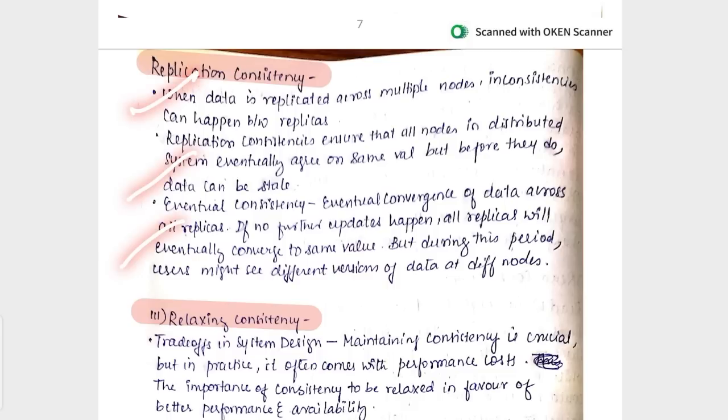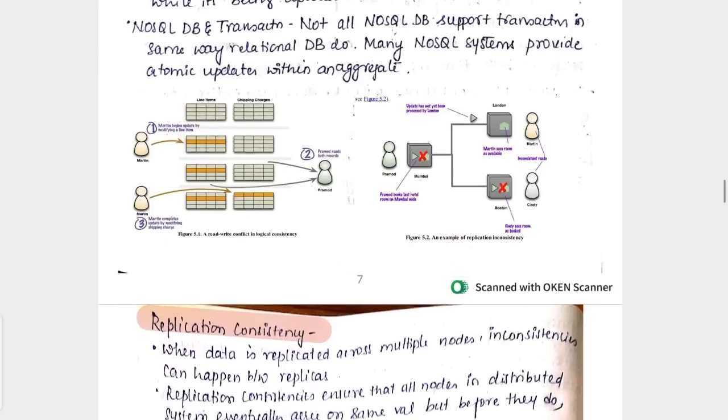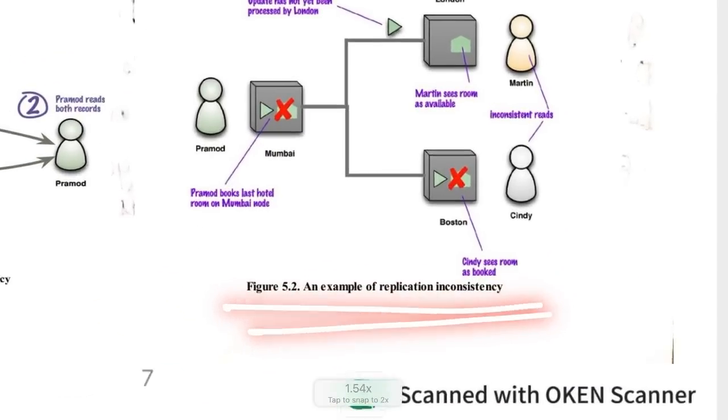So this was about replication consistency. Under replication consistency, we have to write about how it encounters this issue, and about eventual consistency. Example of replication inconsistency.